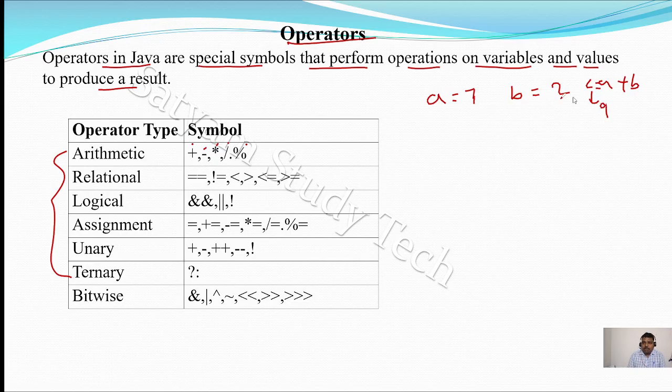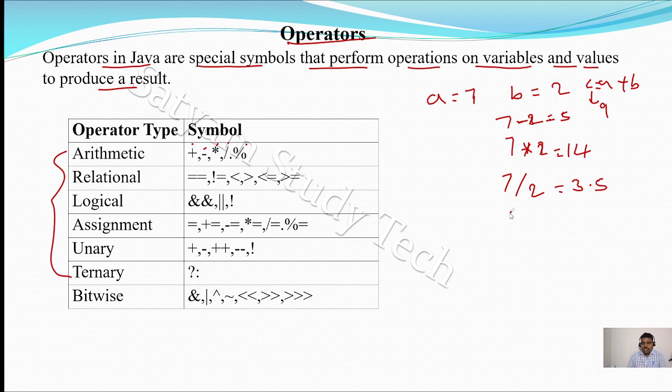Similarly, you can perform 7 minus 2 and 7 into 2. What are the values here? 7 minus 2 is 5. 7 into 2 is 14. And 7 divided by 2 gives 3.5.